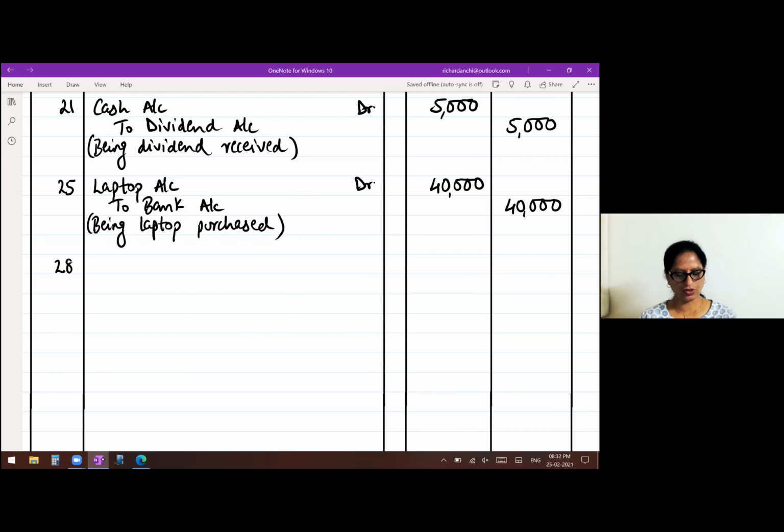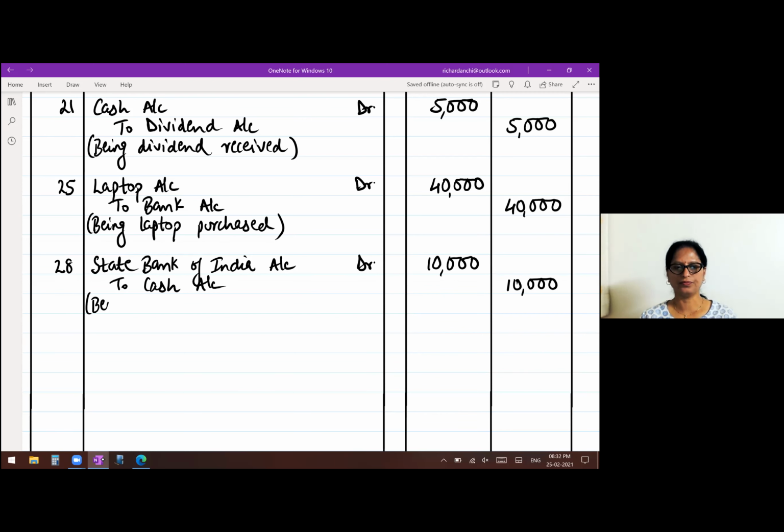So write the entry State Bank of India. Since the name is given, write the bank's name. State Bank of India account debit 10,000 to cash account 10,000, being cash deposited into bank.